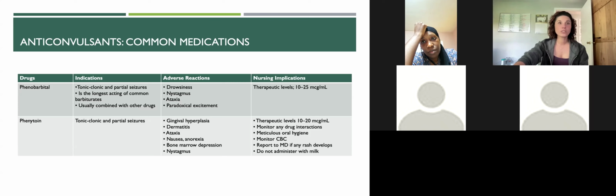They need meticulous oral hygiene because of that risk of gingivitis. And we're going to have to do routine CBCs so we can watch for that bone marrow depression. And this is one of those medications that does not play nice with milk. So you cannot give milk at the same time that you give phenytoin.